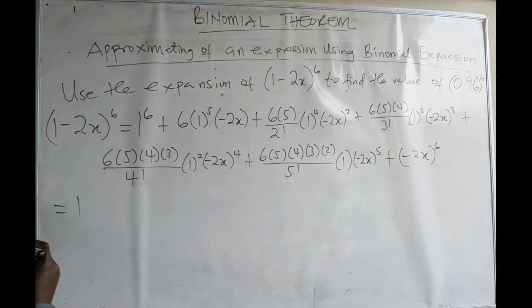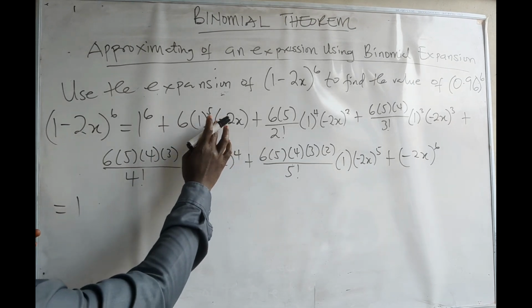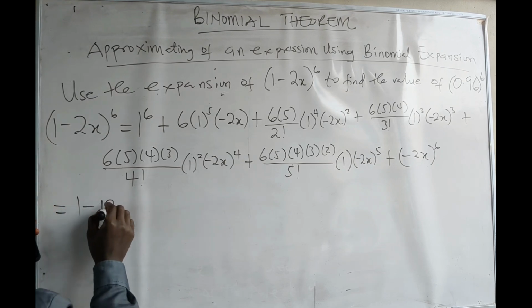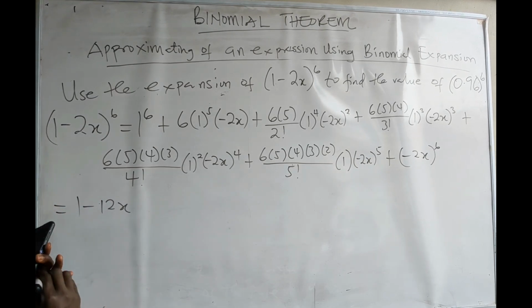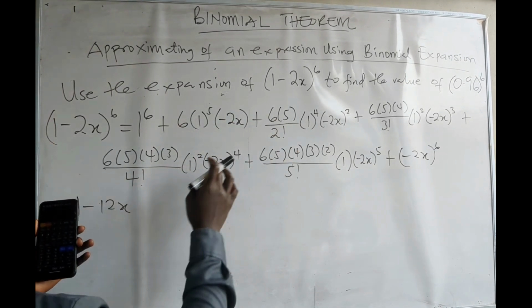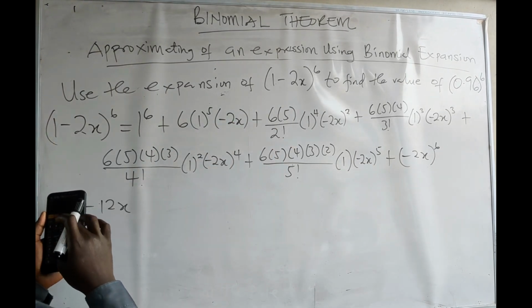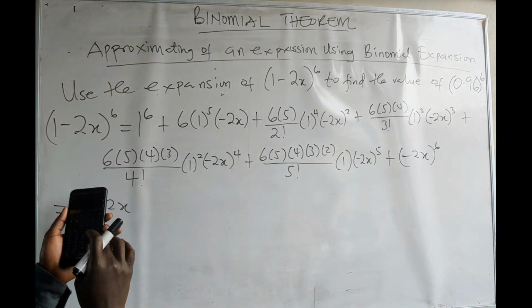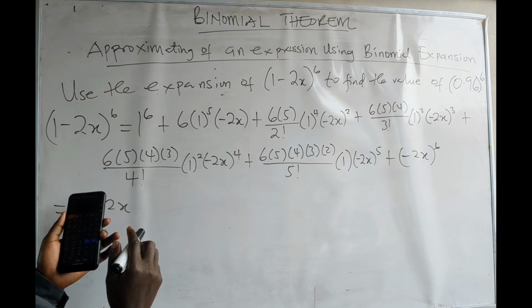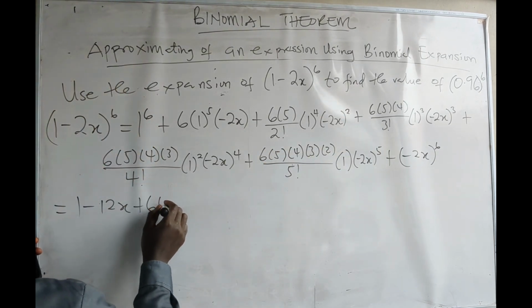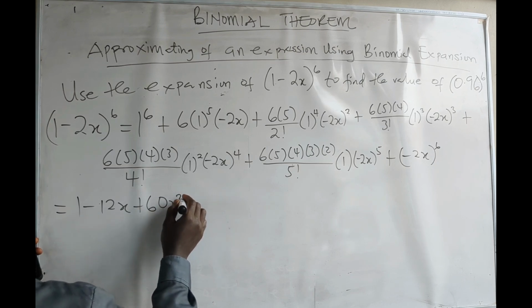So 1 exponent 6 is 1. So 6 times 1 times negative 2x will give me negative 12x. Then we will have 6 times 5 divided by 2, times negative 2 squared, which will be 4, negative 2 times negative 2. So plus, that will give us 60x squared.